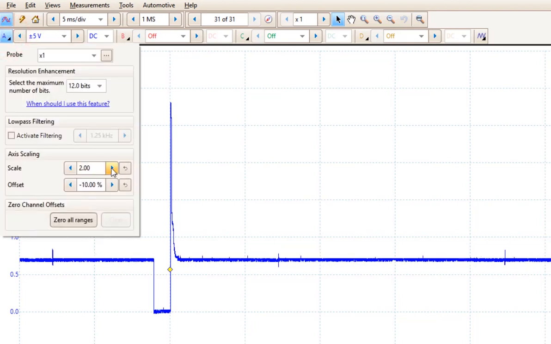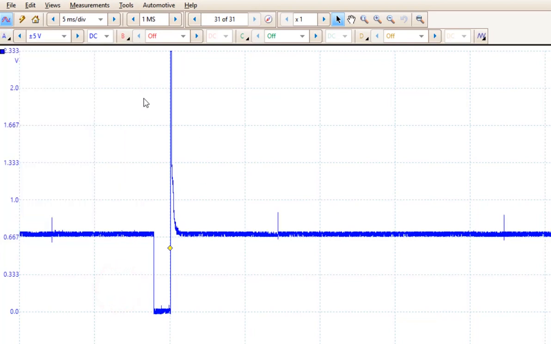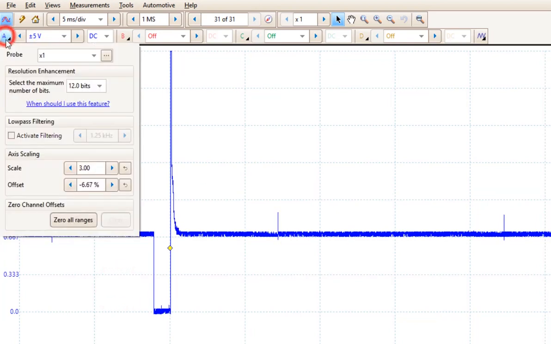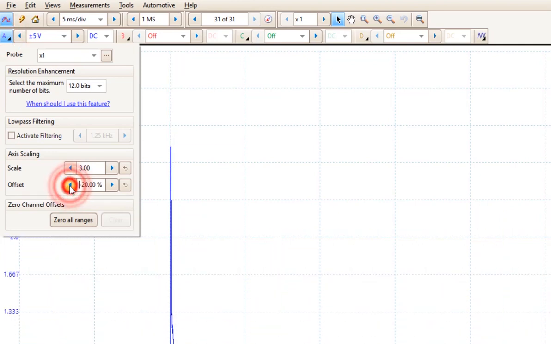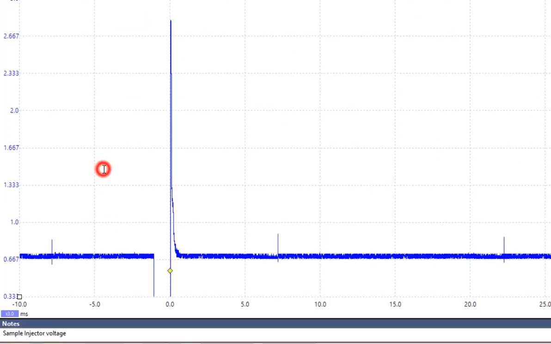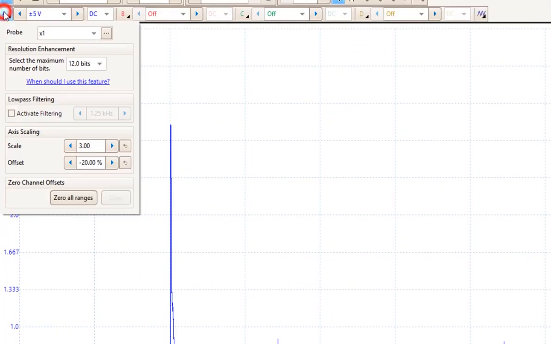Now, if I decide I want to go up to a 3 times pattern, it's clearly off the screen again. So we're going to come down here and take this to a minus 20%. Now, here you'll see that the bottom part of the pattern is off the screen and we can't see that. So that would not be an acceptable setting.